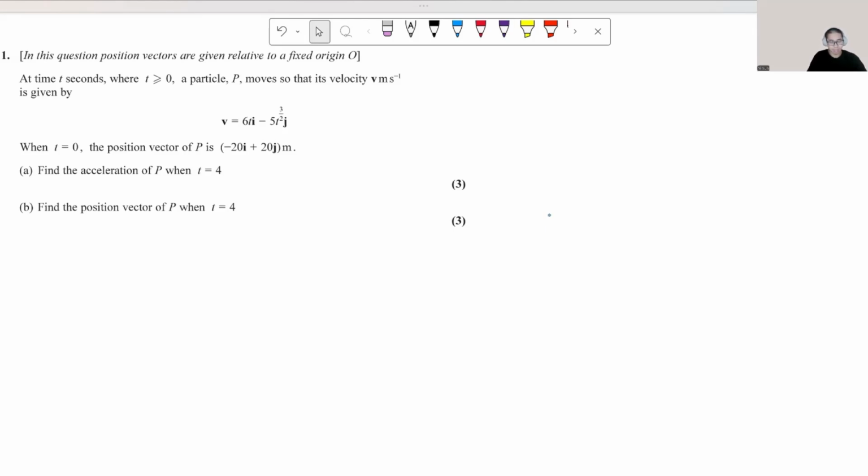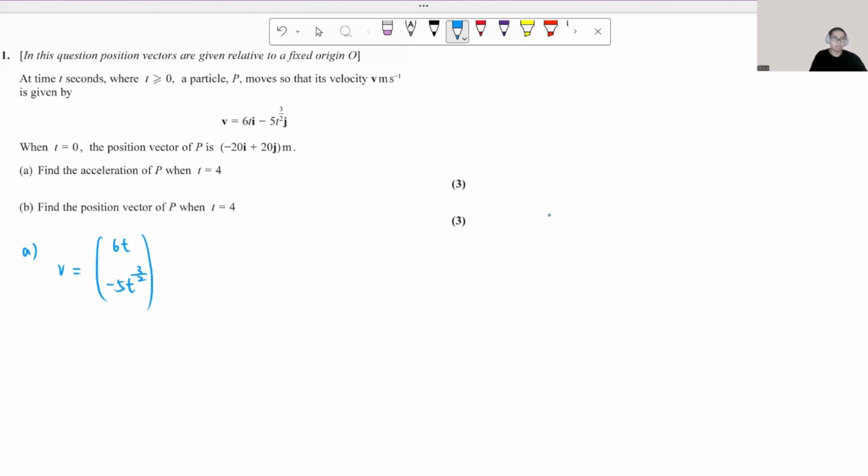So that means we definitely need to do something to do with differentiation or integration. First, I'll just write v as a column vector, it's just easier to see. So the i component is 6t, and the j component is negative 5t to the power 3 over 2. When t equals 0, the position vector of P is negative 20i plus 20j meters. And then part A says find the acceleration of P when t equals 4.